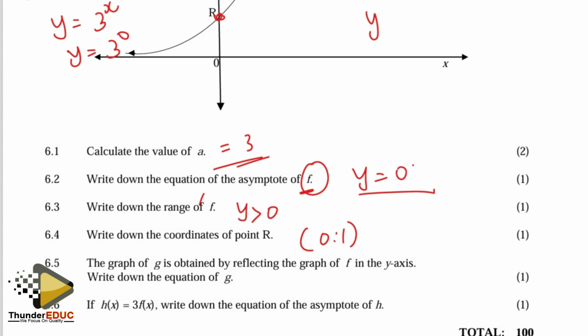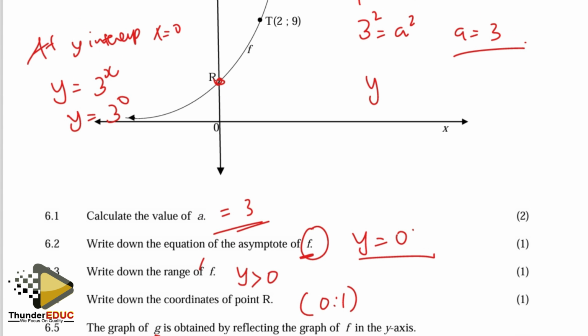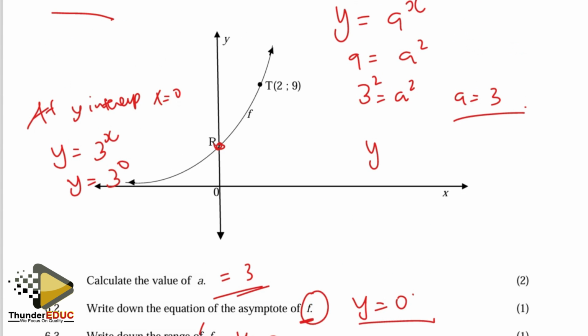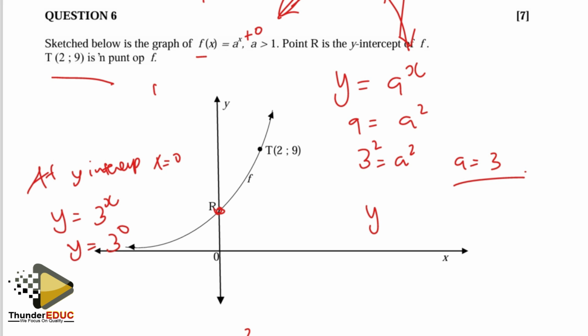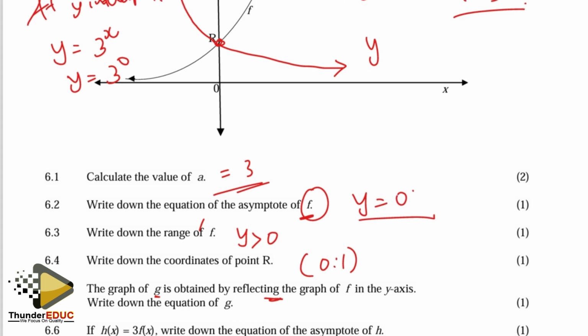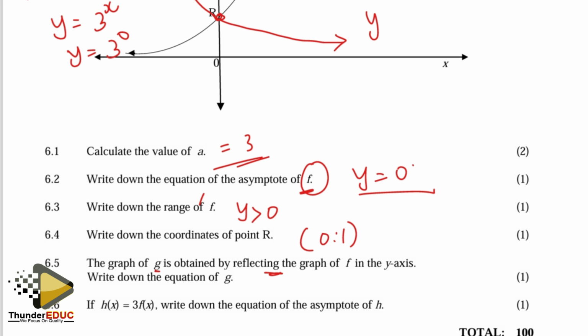Then 6.5, the graph g is obtained by reflecting f about the y-axis. Okay, now they want the new equation. So if we have an equation in this format, whenever you reflect about the y-axis, the sign of the x must change. So the graph is going to be 3 to the negative x, or somebody can alternatively write y is equal to 1 over 3 to the x.